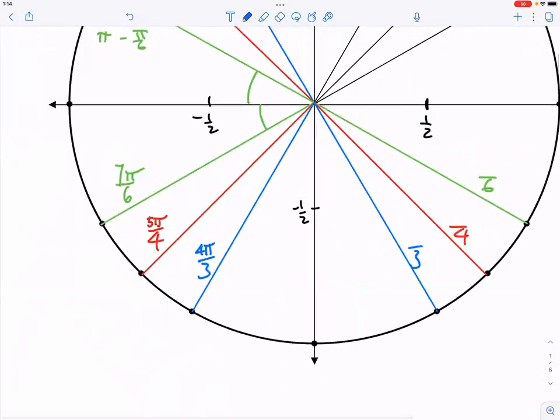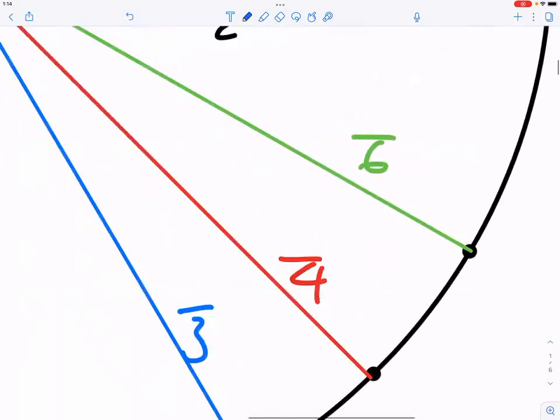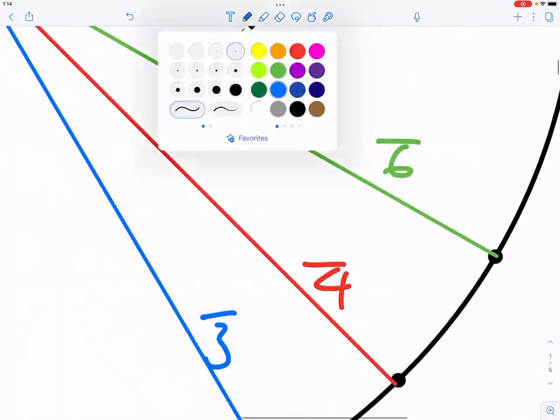And what about the angles in the fourth quadrant? Can you describe the numerator?